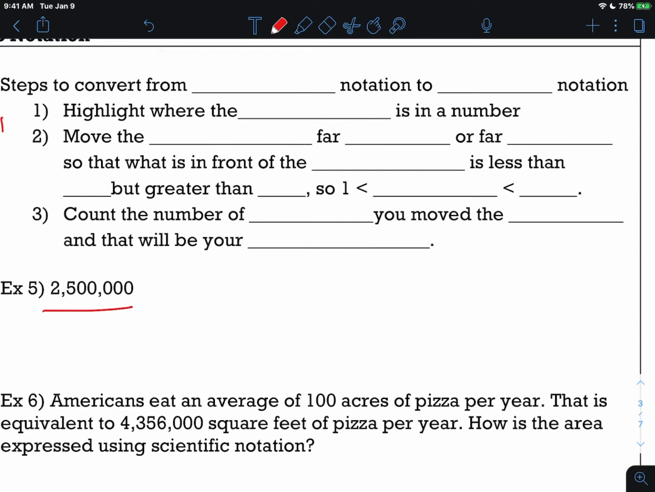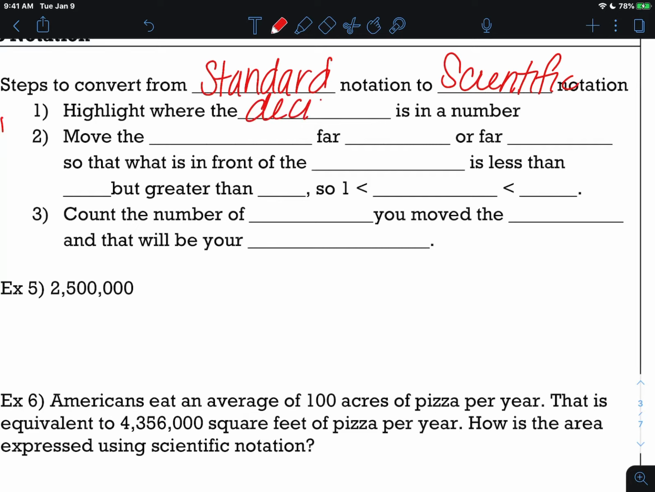So something like this guy, right? What's the process for that? Well, it's exactly the opposite. So in order for us to go from standard notation to scientific notation, first thing we need to do is highlight where the decimal is in the number. And then we're going to move the decimal either to the far right or the far left so that it is in front of the second number.